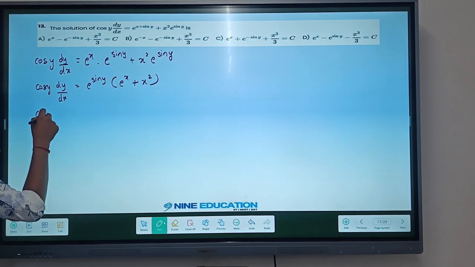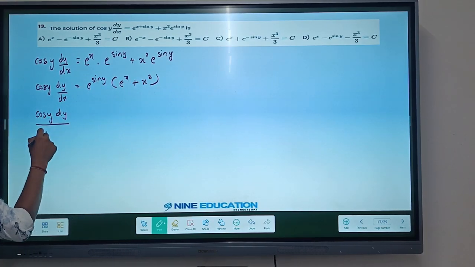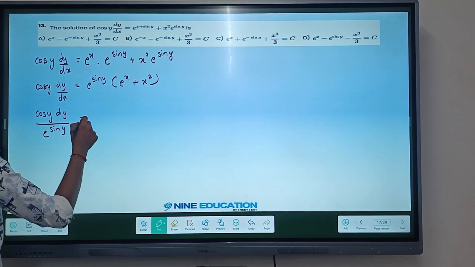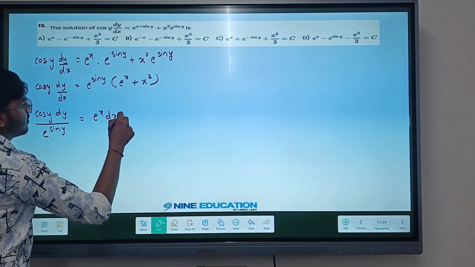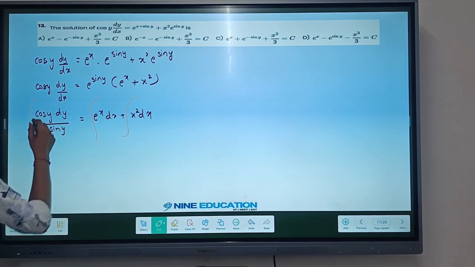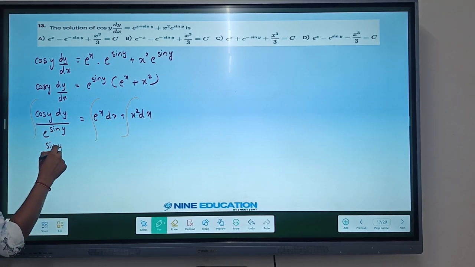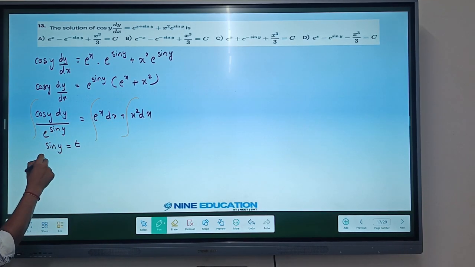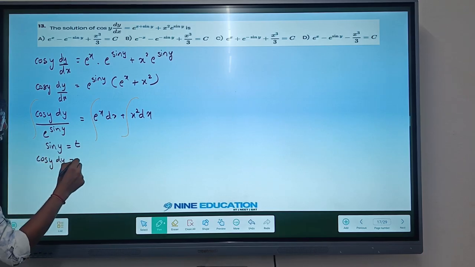Variable separable, cos y dy divided by e power sin y equal to e power x dx plus x square dx. Integrate both sides. So for this what we can do is substitute sin y as t. So differentiation, cos y dy would be dt.